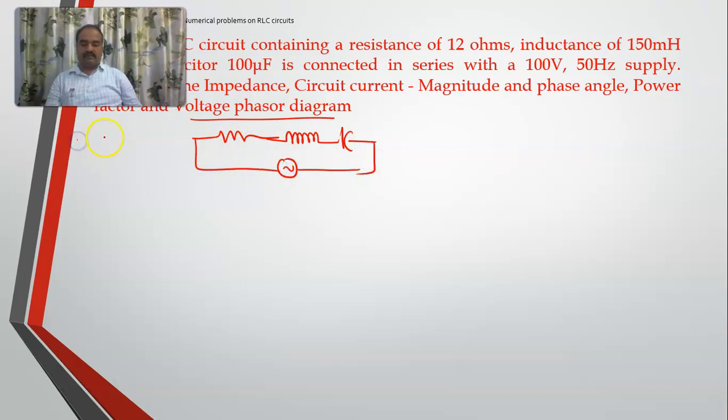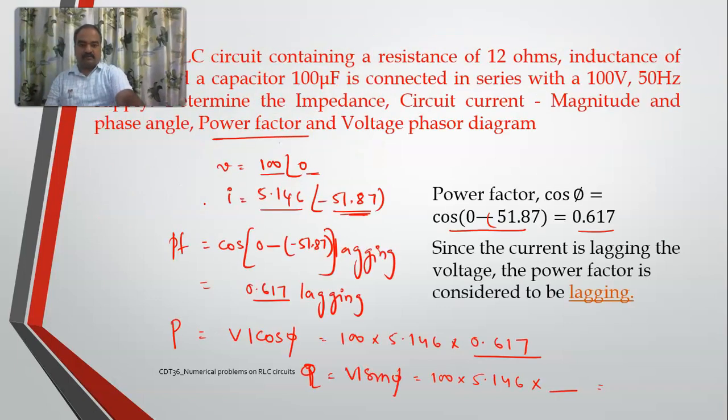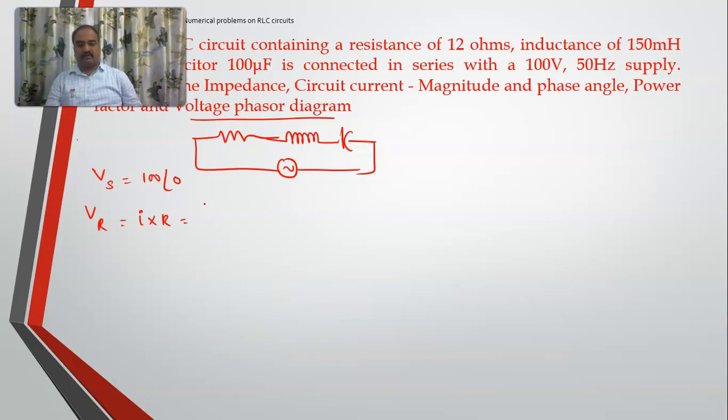I do have my voltage across the supply. It is 100 at an angle of 0. Now the voltage across the resistor is I into R. I think it was 5.146 at an angle of minus 51.7, into the R value, which is 12 ohms. If I multiply, I'll be getting a value, right?